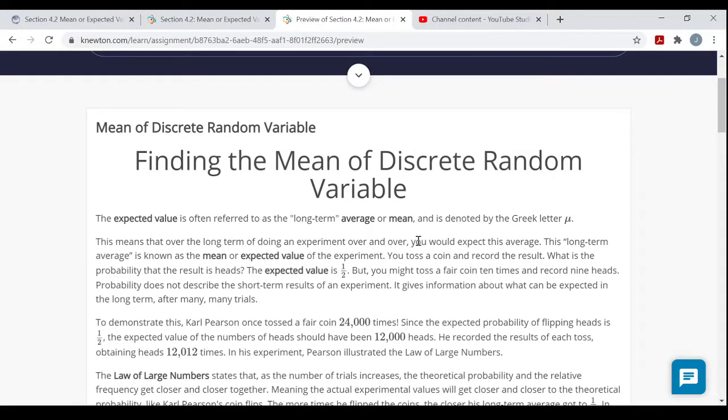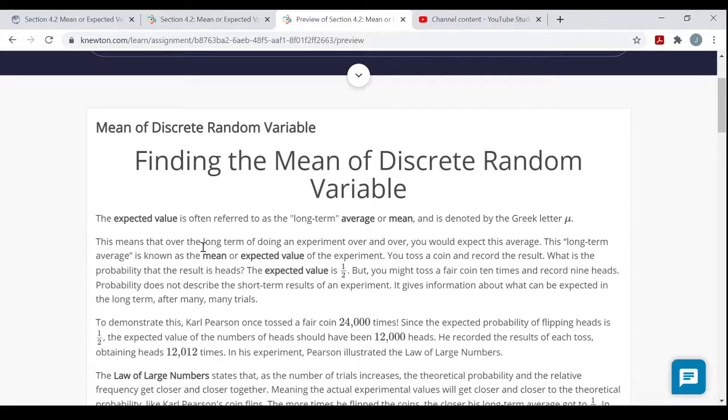Now I've already shown you how. Now here's what it means. Here's what it tells us. Again, it's a measure of center. But the expected value is often referred to as the long-term average or the mean of a random variable, and is denoted by the Greek letter mu, as I've already shown you.